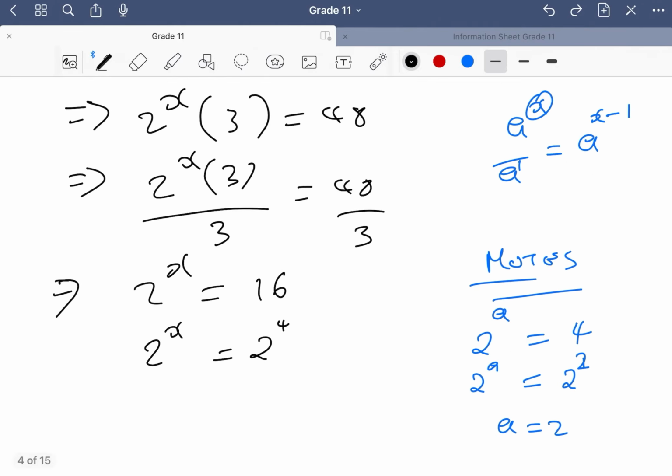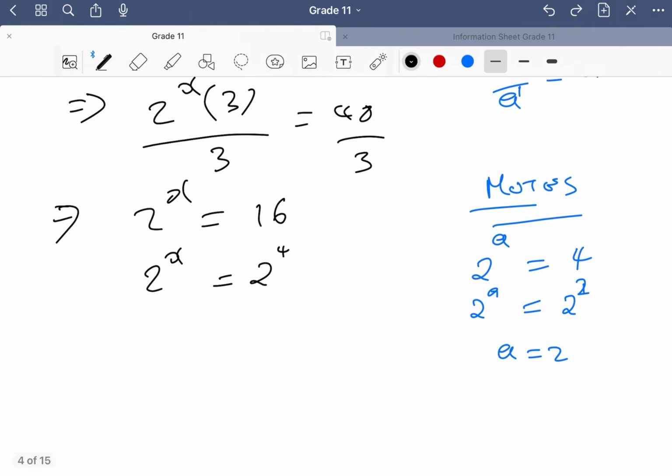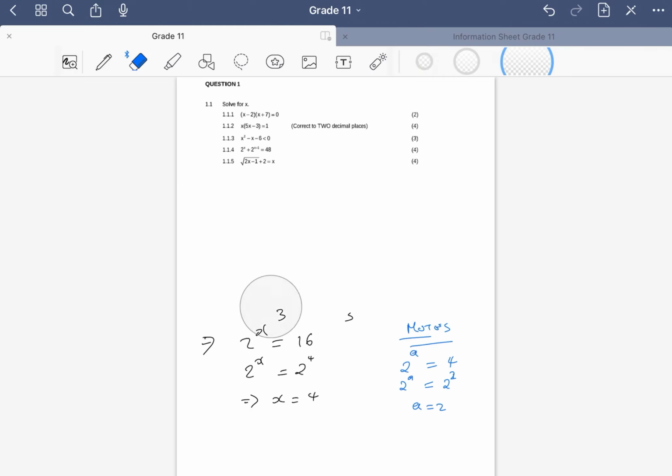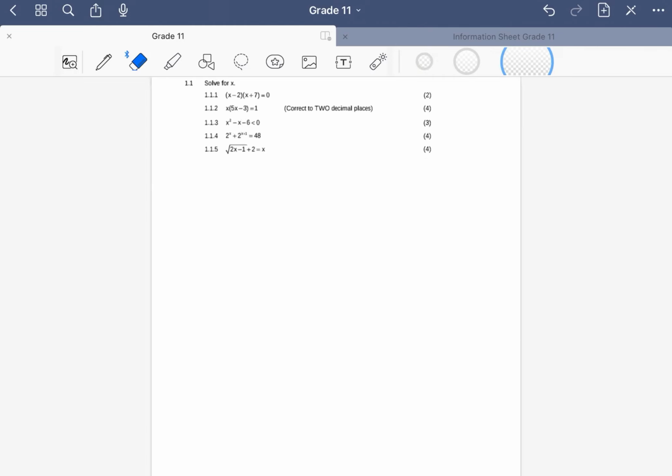All right, great. So you have 2 power x is equal to 2 power 4. So x is equal to 4. That's your final answer. All right. Now let's do 1.1.5.